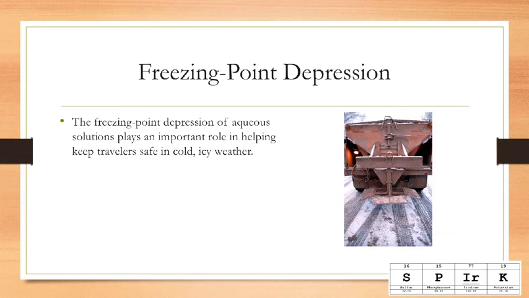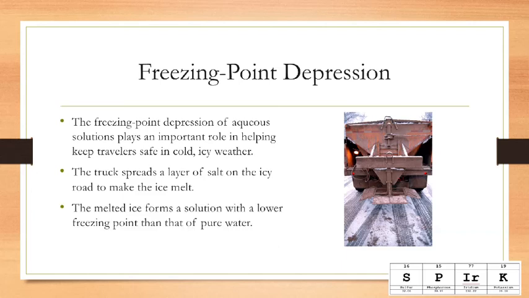The freezing point depression of aqueous solution plays an important role in helping keep travelers safe in the cold, icy weather, and we know all about this living in central Ohio. The truck spreads a layer of salt on the icy road to make the ice melt. The melted ice forms a solution with a lower freezing point than that of pure water, and that way the roads will just be more damp than they would be icy.